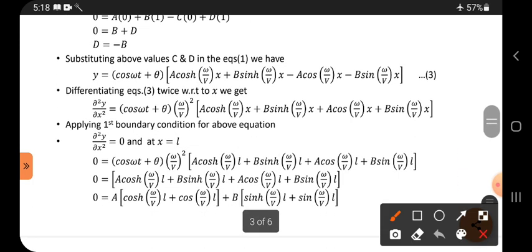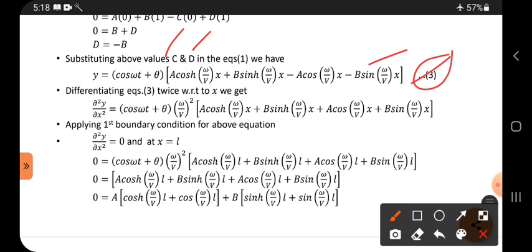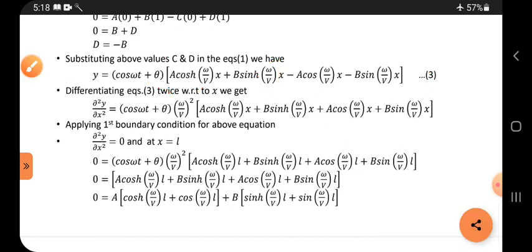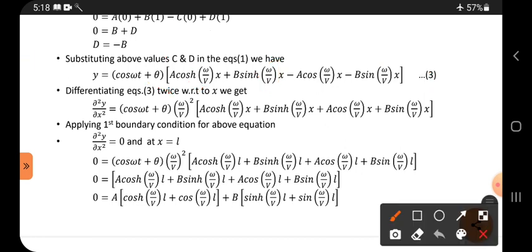Differentiating equation 3 only. After substituting the values of C and D in equation 1, we got equation 3, and we differentiate it twice. Cos differentiated one time gives sine. Here, however many times you differentiate, that many times omega by v comes outside, so it becomes squared. I have already taken it common outside.